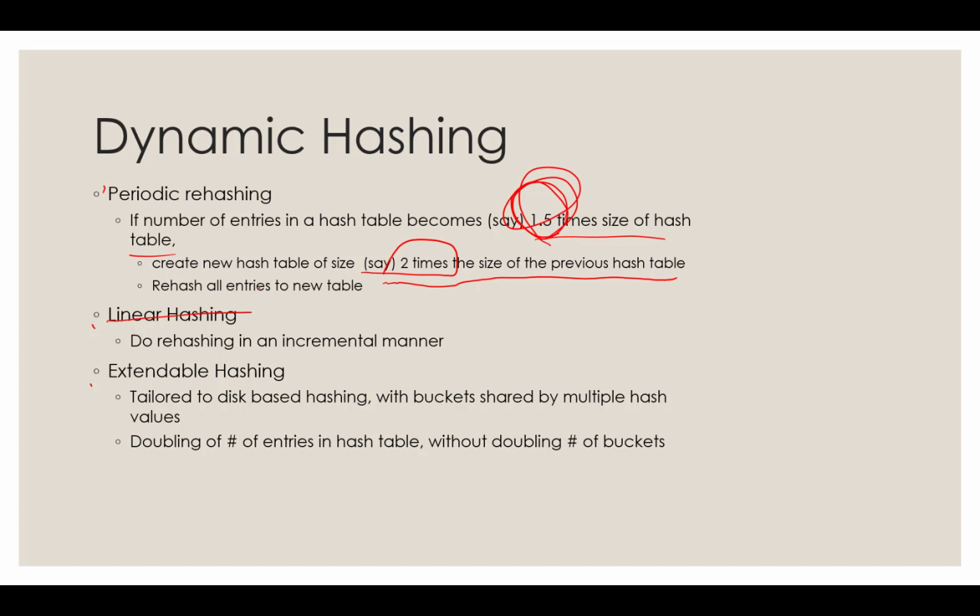Linear hashing is where you do the rehashing in an incremental manner. Extendable hashing is tailored to be disk-based hashing. With buckets shared by multiple hash values, you just double the number of entries in the hash table without doubling the number of buckets. So now each bucket is able to fit more.